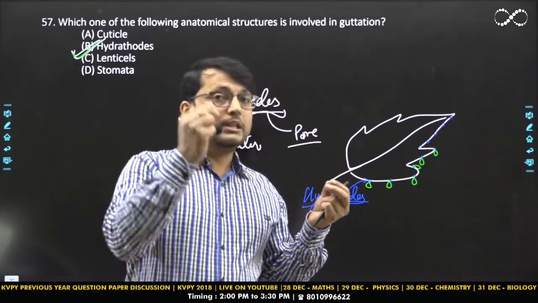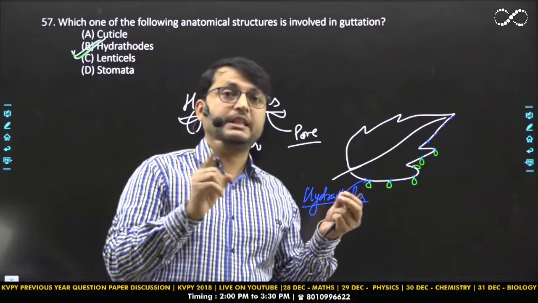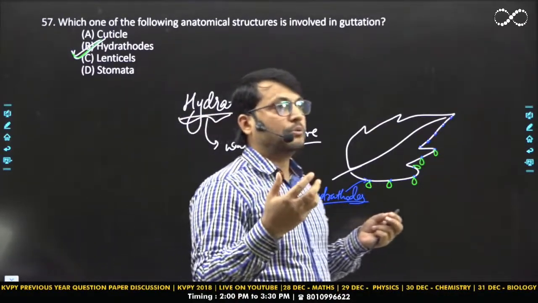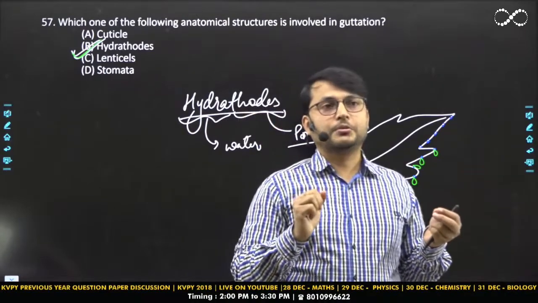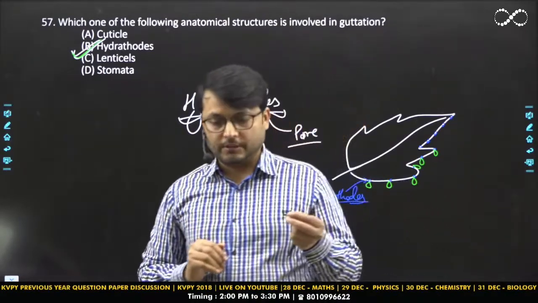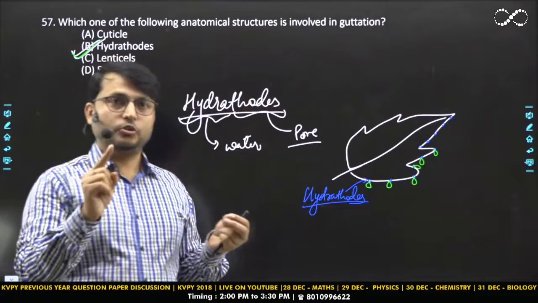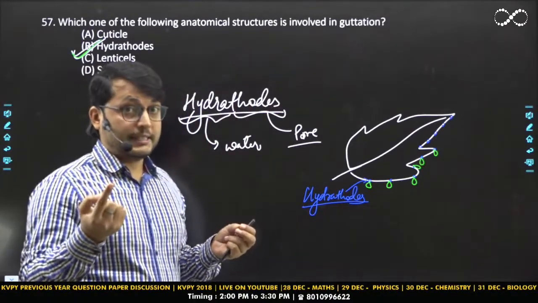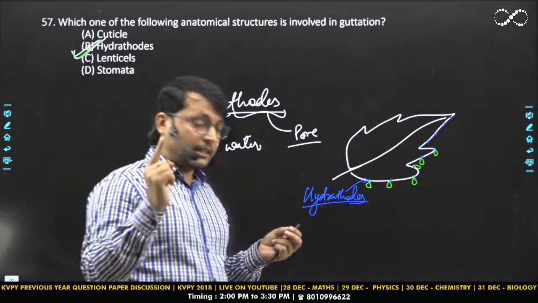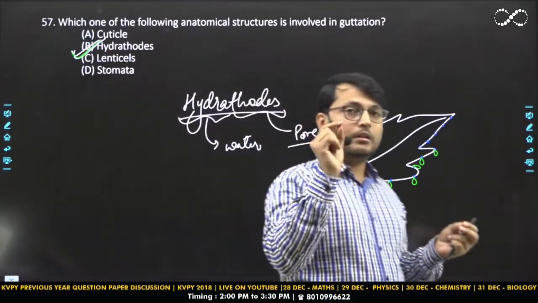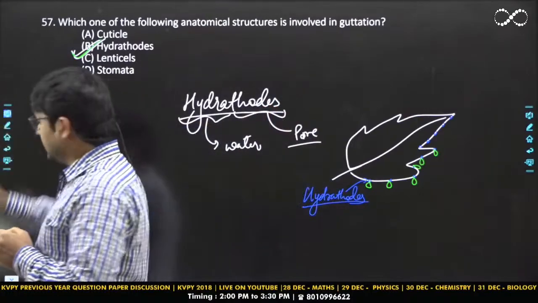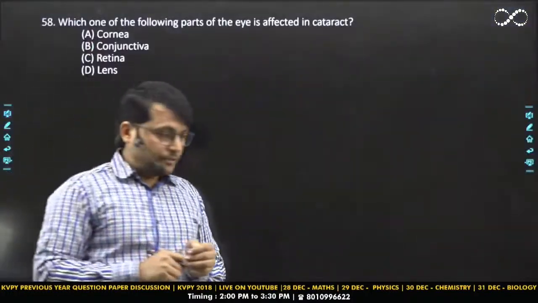And this is known as guttation. It only happens in herbaceous plants. You will never observe it in taller plants. Why? Root pressure is a weak force, so it can only pump water a few centimeters above the soil. That's why it is only observed in herbaceous plants and not in tall trees or shrubs. Remember, guttation is only found in herbs. Okay, great. Let's move on to question number 58.